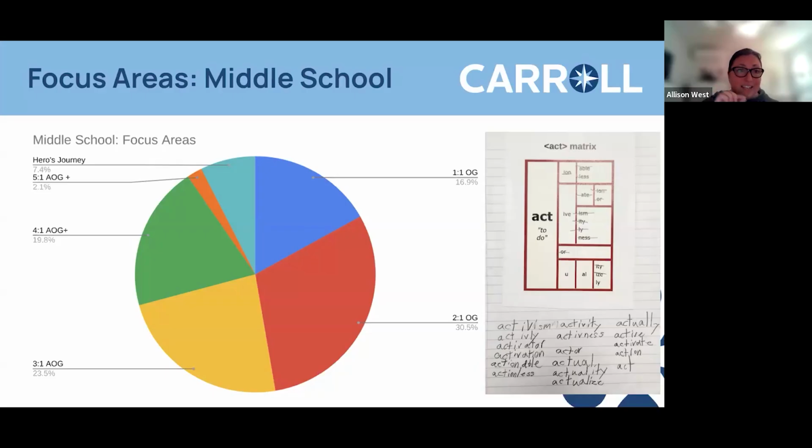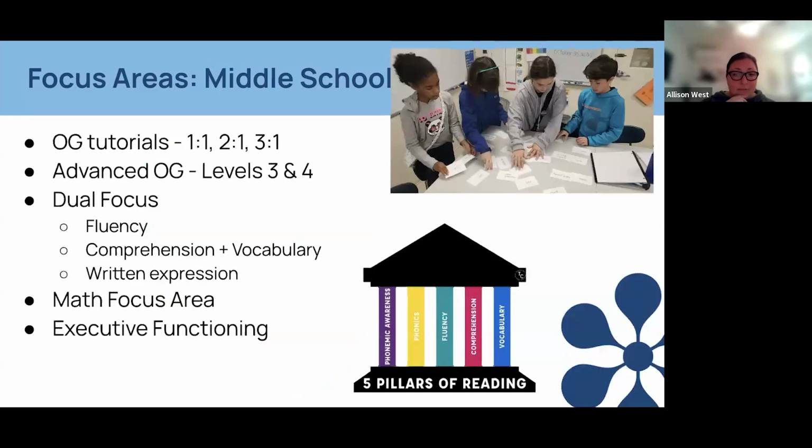AOG stands for Advanced Orton-Gillingham, and that is students who are working on levels 3 and 4. And as students move into those upper levels, they're ready for small group work, and many of the students are ready to include a dual focus. So the next slide here breaks down a little bit further that the advanced OG covers those upper levels, the levels 3 and 4, that's really leaning into the Latin and Greek morphology.